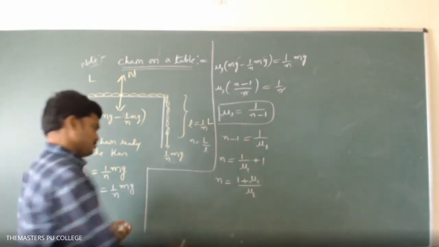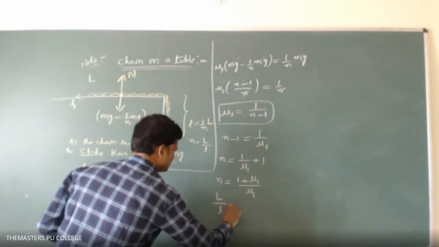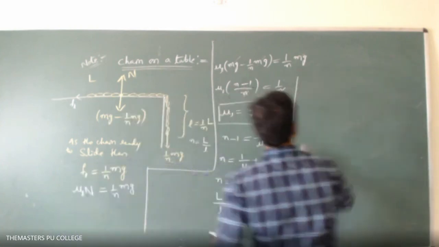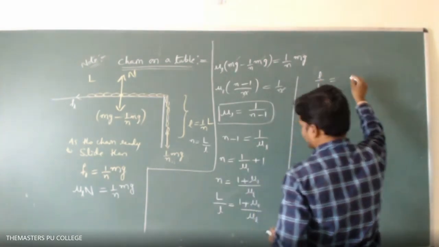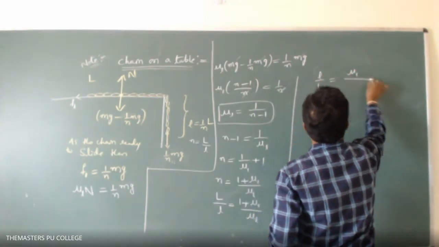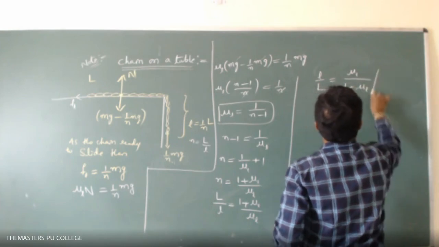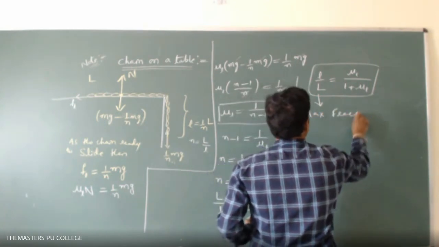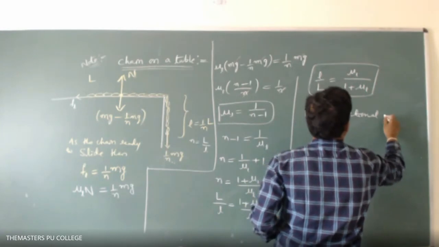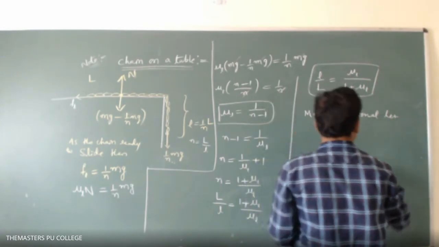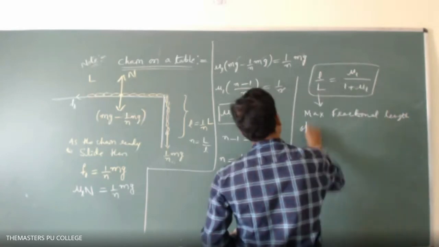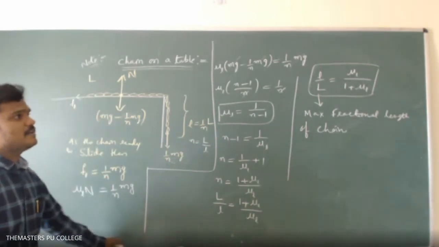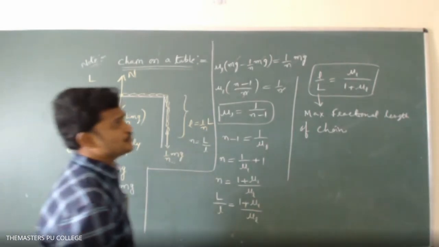Shall I substitute n as capital L by small l? 1 plus mu L by mu L, and this can be written as small l by capital L. We can write it as mu L by 1 plus mu L. So this we can call the maximum fractional length of the chain. Maximum fractional length of the chain is small l by capital L, which is equivalent to mu L by 1 plus mu.